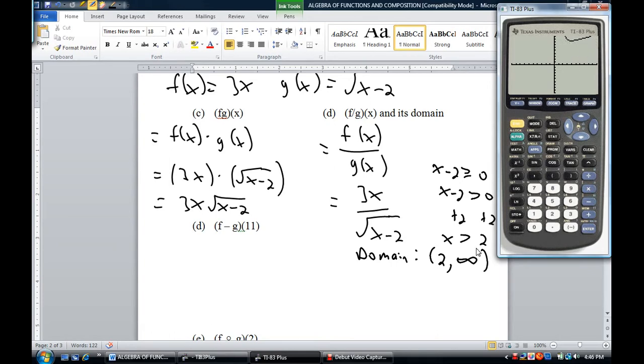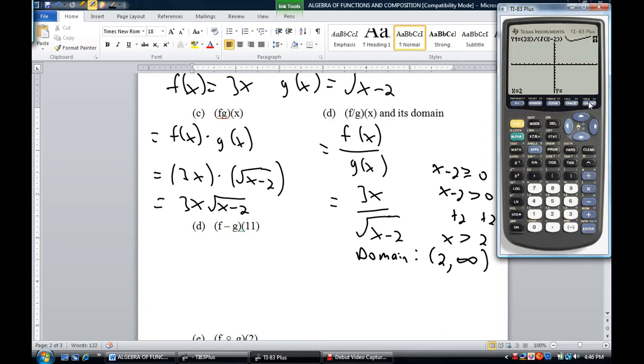Now the only question is about that number 2. Is it included or is it not included? One thing you can do is hit trace 2, enter, and you don't see an answer there like you do with 3. See that? But with 2, you don't. That tells me that when you substitute 2 in, we don't get an answer. So we can't include 2.